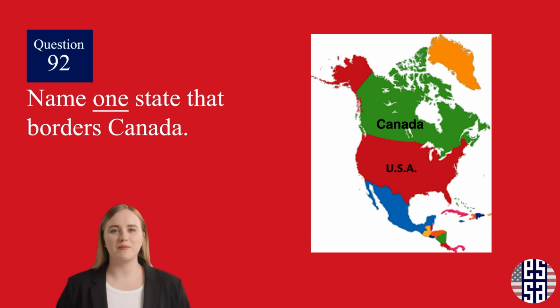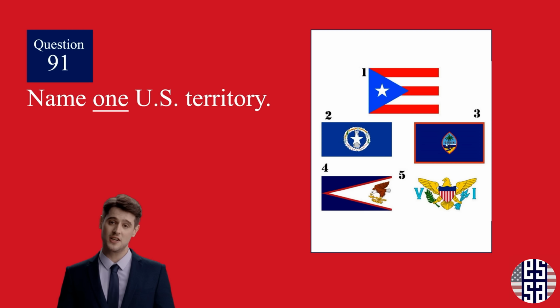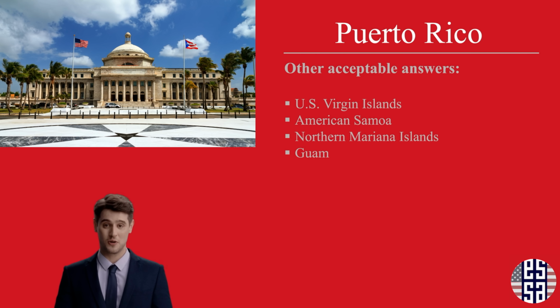Name one state that borders Canada. New York. As you can see, there are a number of answers you can choose from. However, we think it is easiest just to remember New York. Name one U.S. territory. Puerto Rico. You could also say U.S. Virgin Islands, American Samoa, Northern Mariana Islands, or Guam. But it is easiest just to remember Puerto Rico.